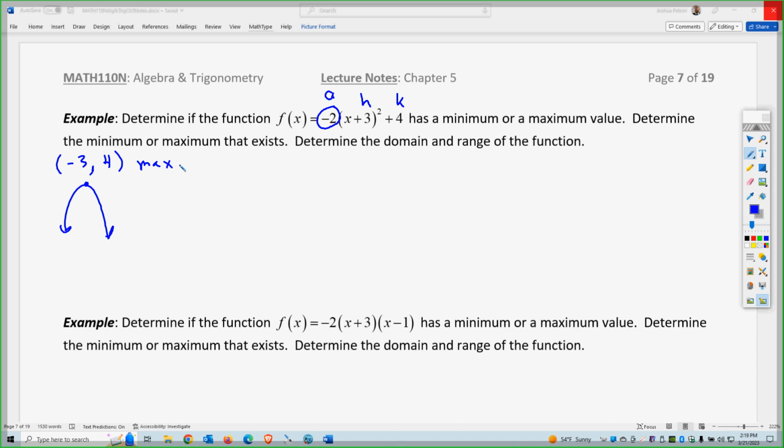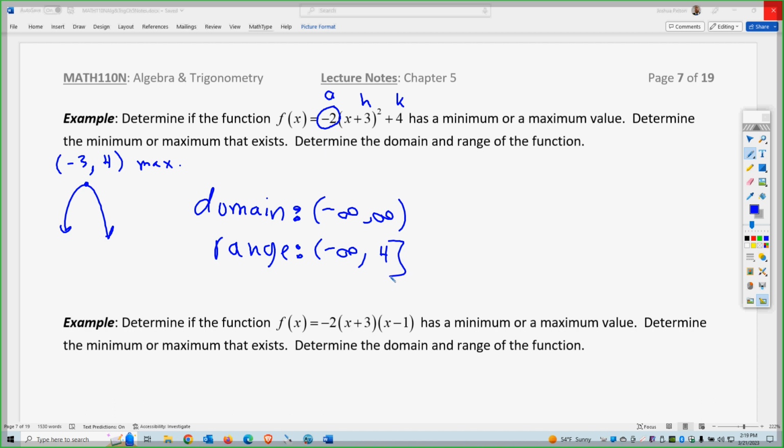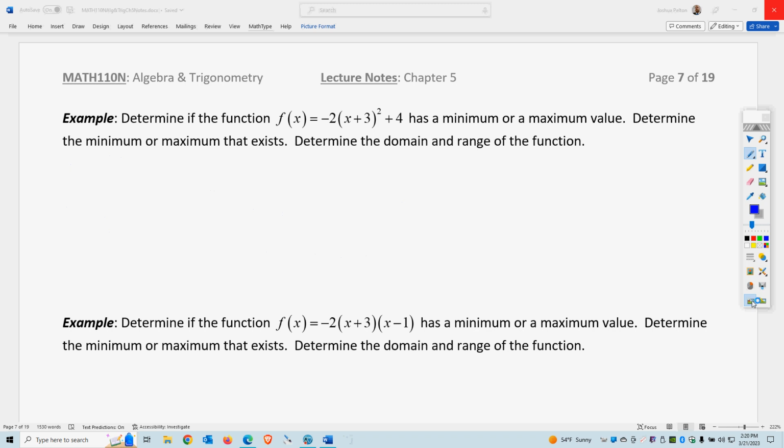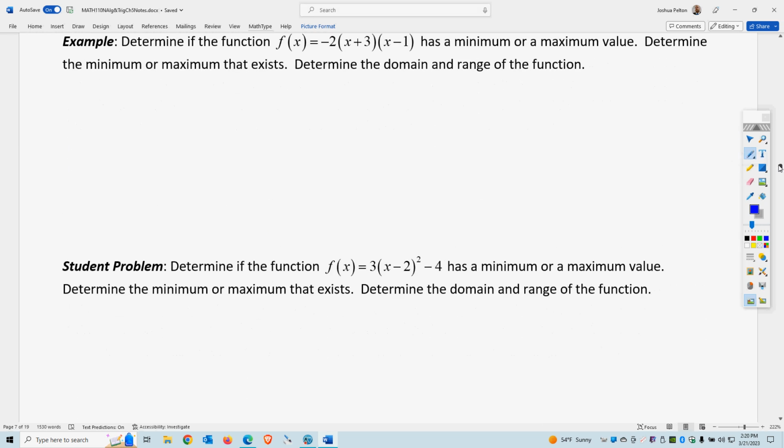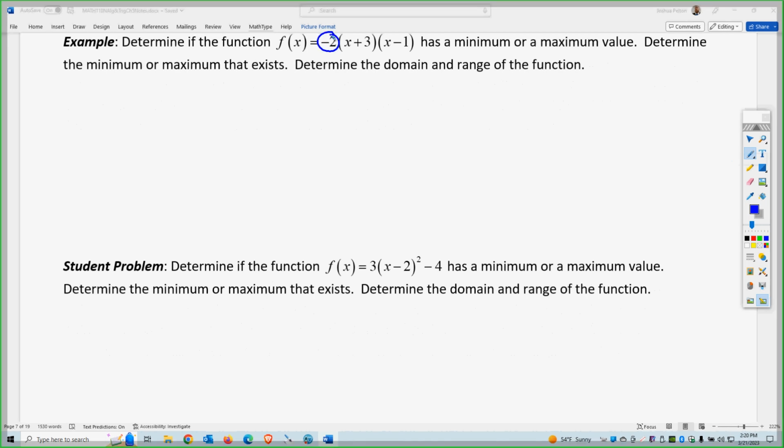The domain and range. We know all quadratic functions go forever left and forever right. This one goes down forever, but since it has a maximum, it stops at 4, which is the max. Okay, well, let's say that we're in the factored form, otherwise known as the intercept form. Well, this one's negative, so that means it still goes down because that's our a value, right?